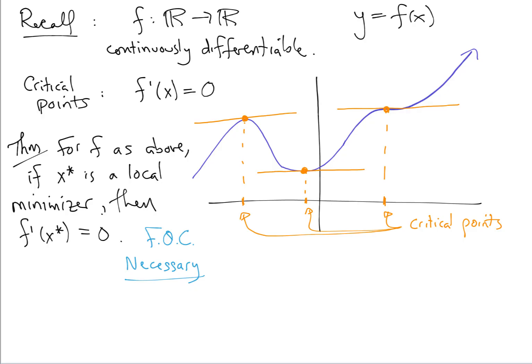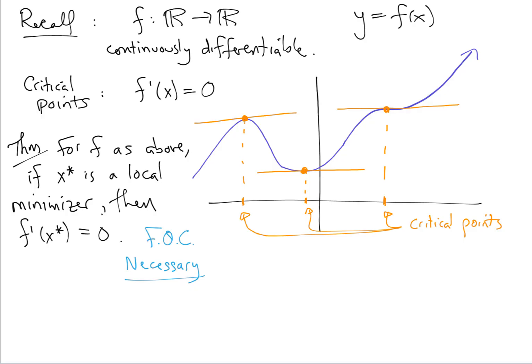They are not sufficient conditions for such an f, meaning that if f prime of x star equals 0, you can't conclude that you have a local minimizer, because we can see for all three of these cases, we have f prime of the x value is 0, and we have a local maximum here, a local minimum here, and a saddle point here. But the key is the idea of the necessary condition.